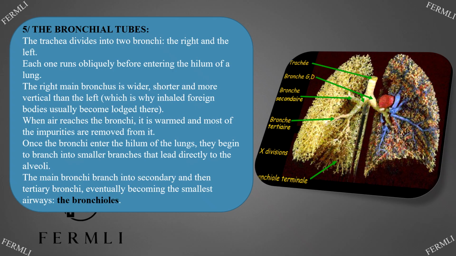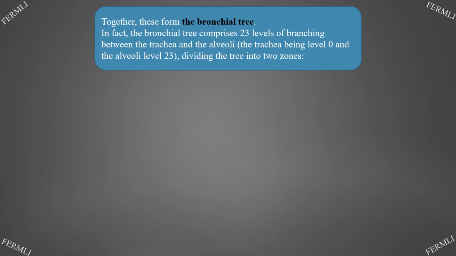Once the bronchi enter the hilum of the lungs, they begin to branch into smaller branches that lead directly to the alveoli. The main bronchi branch into secondary and then tertiary bronchi, eventually becoming the smallest airways, the bronchioles. Together, these form the bronchial tree. In fact, the bronchial tree comprises 23 levels of branching between the trachea and the alveoli, the trachea being level 0 and the alveoli level 23, dividing the tree into two zones.